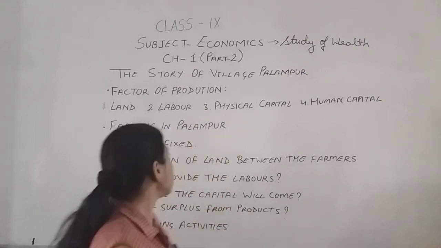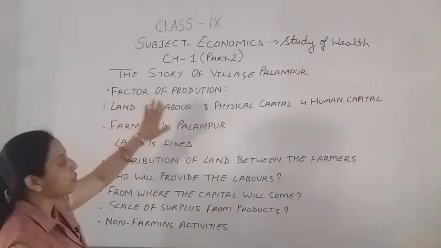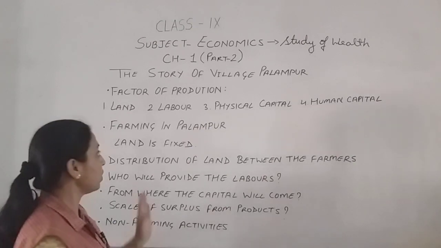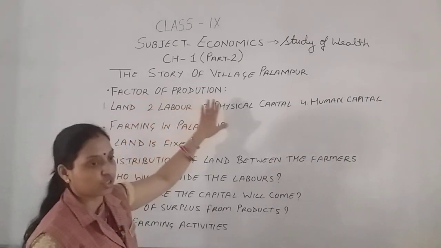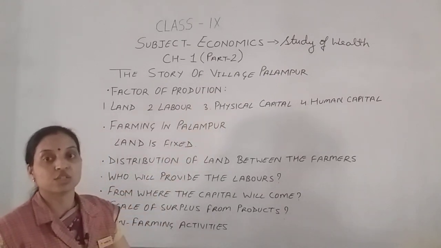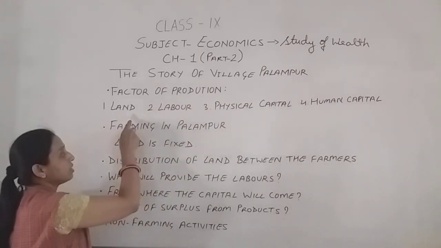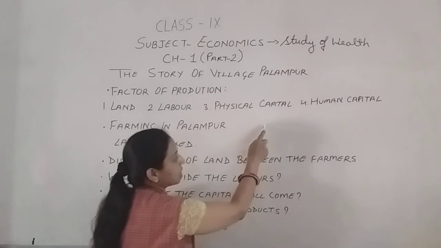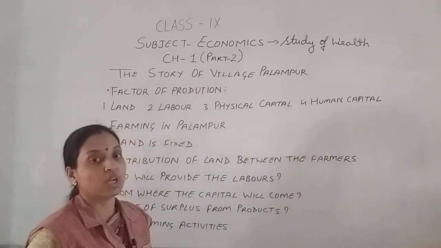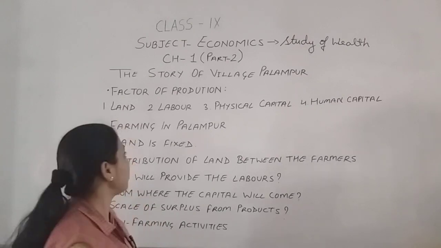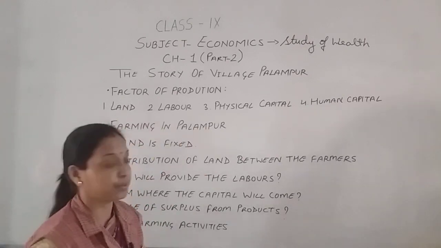So last time I told you about the factors of production. In a detailed manner, we have to understand all the parts. So here the factors of production are mentioned. Mainly there are 4 factors of production. First one is land, then labor, physical capital and human capital. In the exam also this type of question comes, that in total how many factors of production are there. So at that time you have to give the answer in this manner.